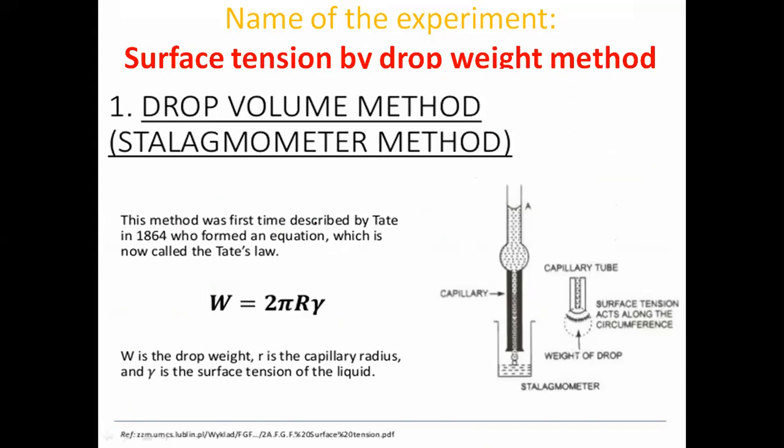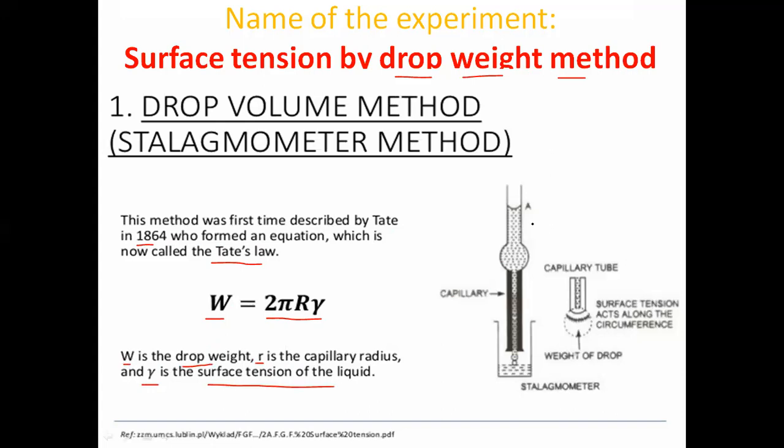This method was first described by Tate in 1864, who formed an equation which is now called Tate's law. According to his equation, W is equal to 2 pi r into gamma, where W is the drop weight, as the name suggests, surface tension by the drop weight method. Here r is the radius of the capillary tube, and gamma is the surface tension of the liquid.